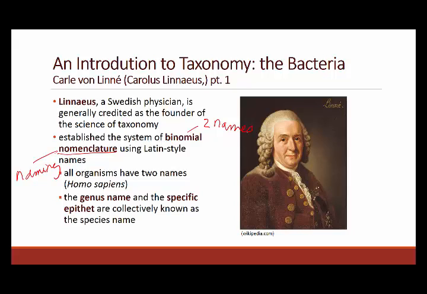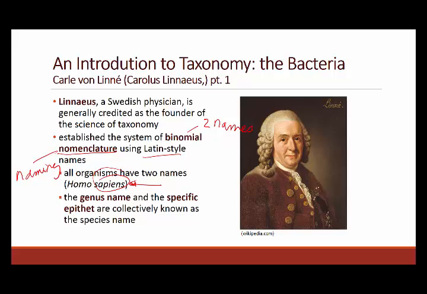He developed it using names crafted in a way that reflects Latin, the way that Latin is written and said. Within this binomial nomenclature system, all organisms have two names. For instance, for the human species, the genus name and the specific epithet that follows is Homo sapiens. Homo is the genus name, and the specific epithet, the second term there, is sapiens.